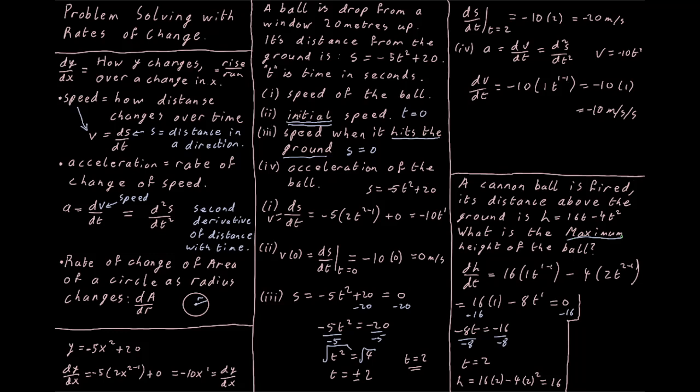Now I should show that that's a maximum by getting the second derivative, d2h/dt squared, and showing that it is negative. So I'm going to do that now. I get that d2h/dt squared, the second derivative, is minus 8 for all values of t, so that means that I must have a maximum. So that's how we can problem solve using our rates of change.